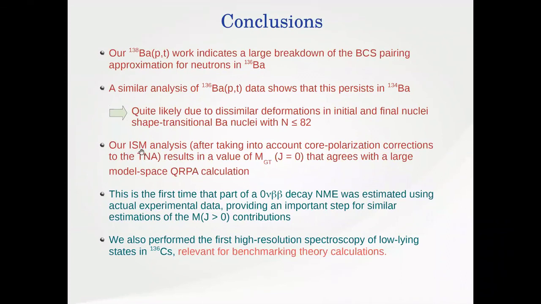Shell model analysis together with Alex Brown showed that after taking into account core polarization corrections to the 2 nucleon transfer amplitudes, we find a large enhancement in the J equal to 0 contribution to the neutrinoless double beta decay matrix element. And this also converges and agrees with a large model space QRPA calculation. This is the first time that a part of a neutrinoless double beta decay matrix element was estimated using actual experimental data, to the best of my knowledge. And this provides an important step for similar estimations of the canceling contributions.